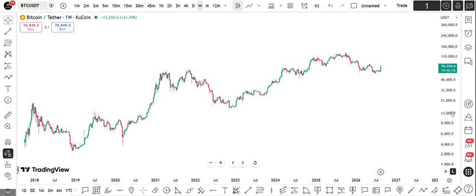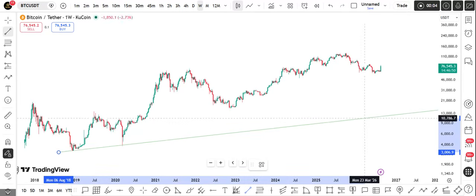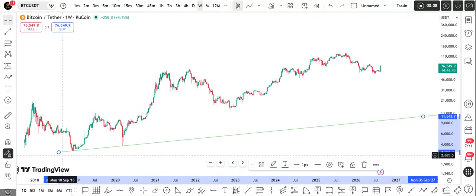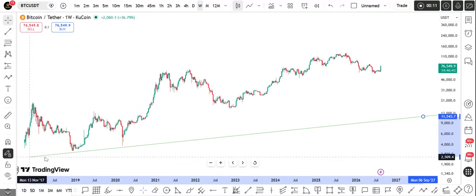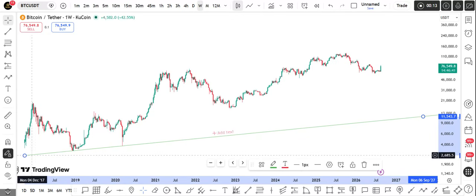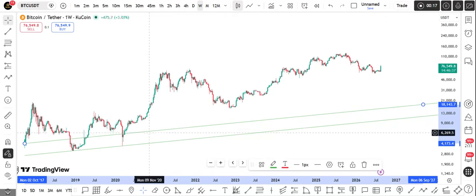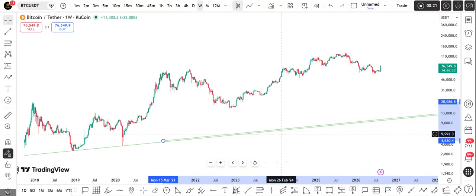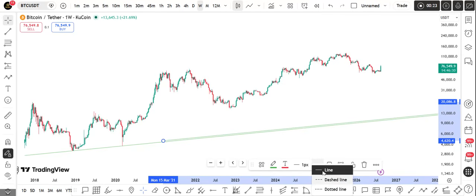Let's look at the structure of Bitcoin on a broader context. This is a demand flow on weekly time frame.